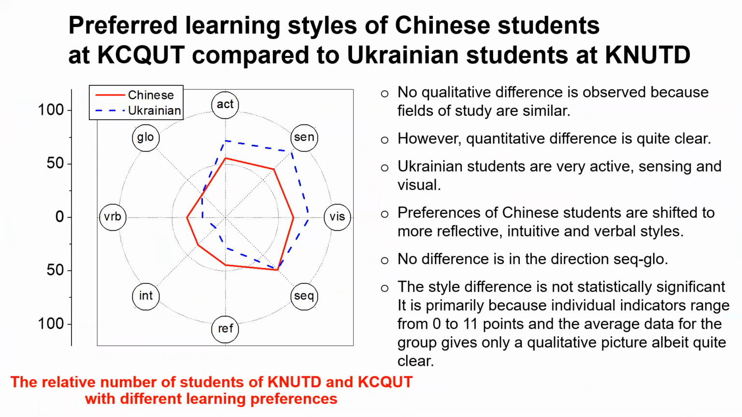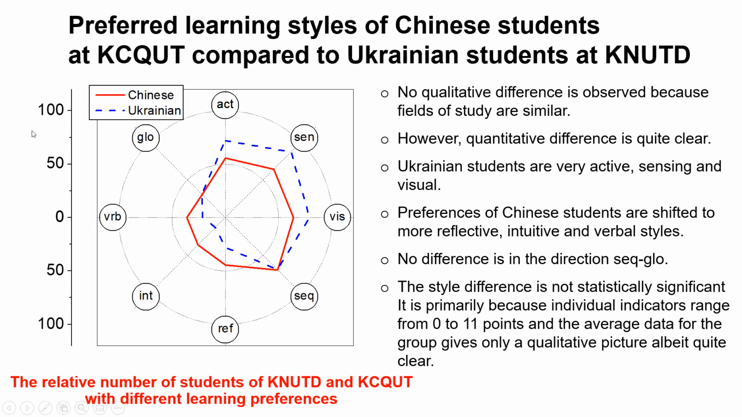The next slide demonstrates preferred learning styles of Chinese students at Qilu University compared to Ukrainian students at Kyiv University. You can see the line for Chinese students in red and for Ukrainian students in blue. The relative number of students of Kyiv University and Qilu University with different learning preferences. Chinese and Ukrainian students of related specialties demonstrate qualitatively similar preferences in learning styles.